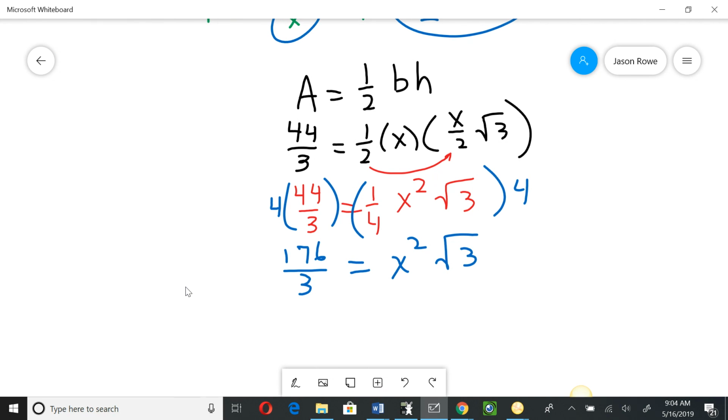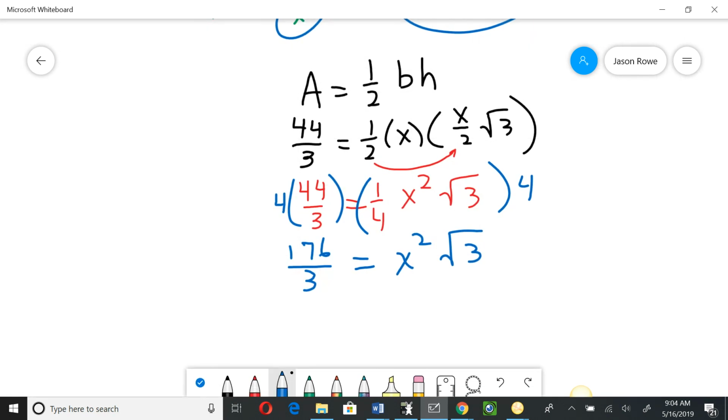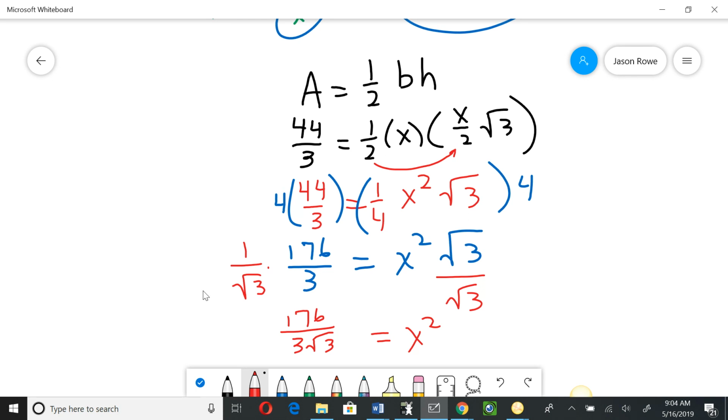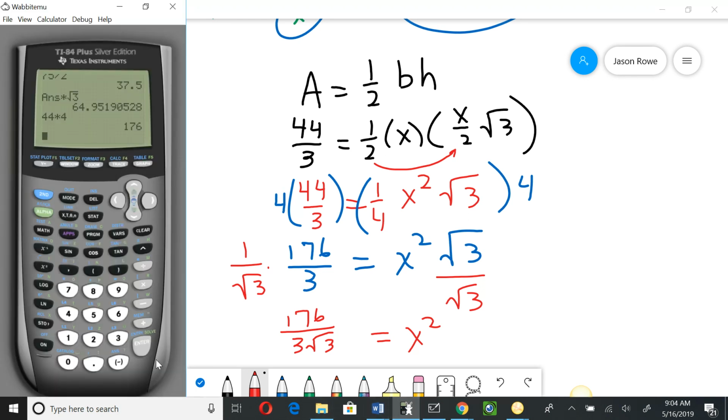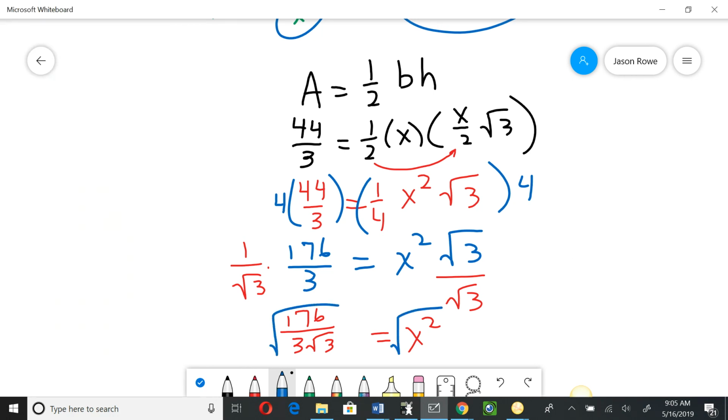Now get rid of the square root of 3 by dividing by the square root of 3. So basically what I'm doing on the other side is multiplying by 1 over the square root of 3. And so I have x squared equals 176 over 3 times the square root of 3. Now is where you're going to pull out your calculator. You can simplify this math and then take a square root, but a decimal answer is perfectly good here. I'm actually going to do it all at one time. So the final answer would be to take the square root of this.